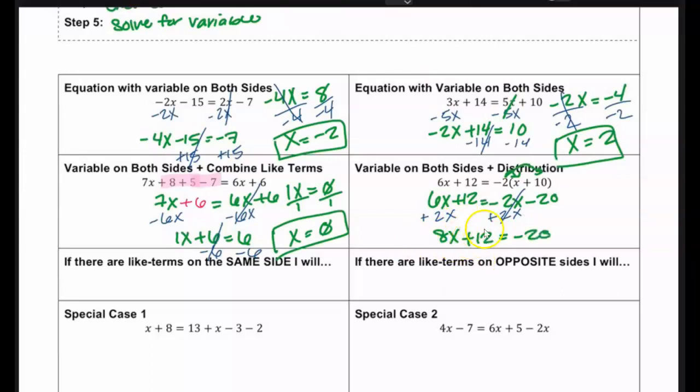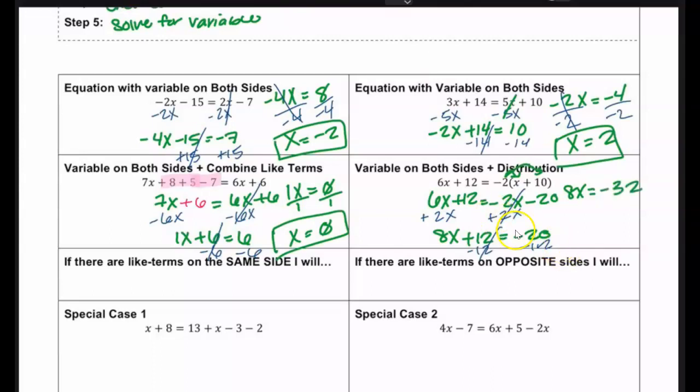We need to get rid of this plus 12 because the left side is dedicated just to my x's, so I'm going to use inverse operations and subtract 12 from both sides. Be careful, one of the most often made mistakes from students is sign errors. This is negative 20 minus 12, so it's going to get more negative. It's going to get negative 32.